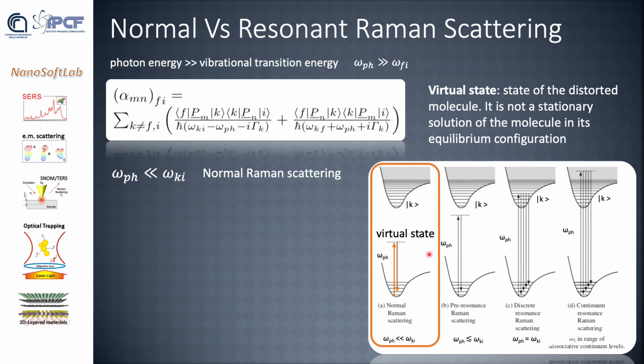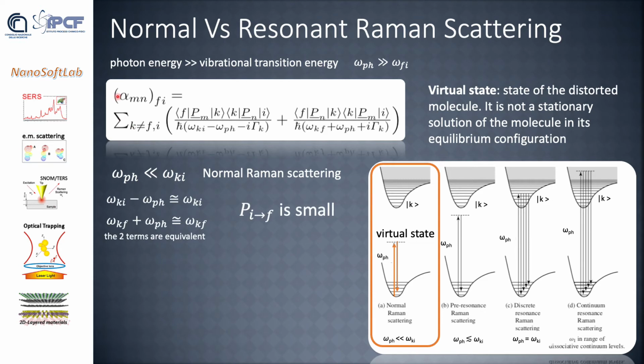In normal Raman scattering, the system is brought to a so-called virtual state, and then it's brought back to the V equal to 1 energy level. The virtual state is a state of the distorted molecule. It is not a stationary solution of the molecule in its equilibrium configuration.